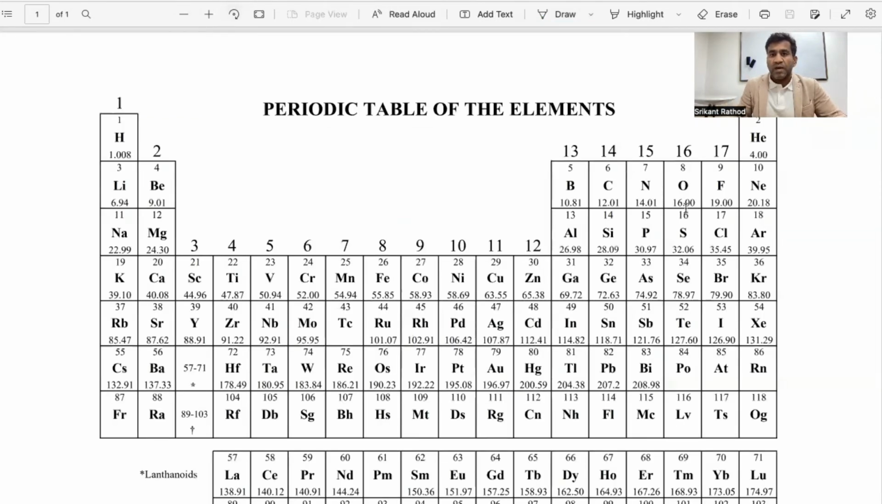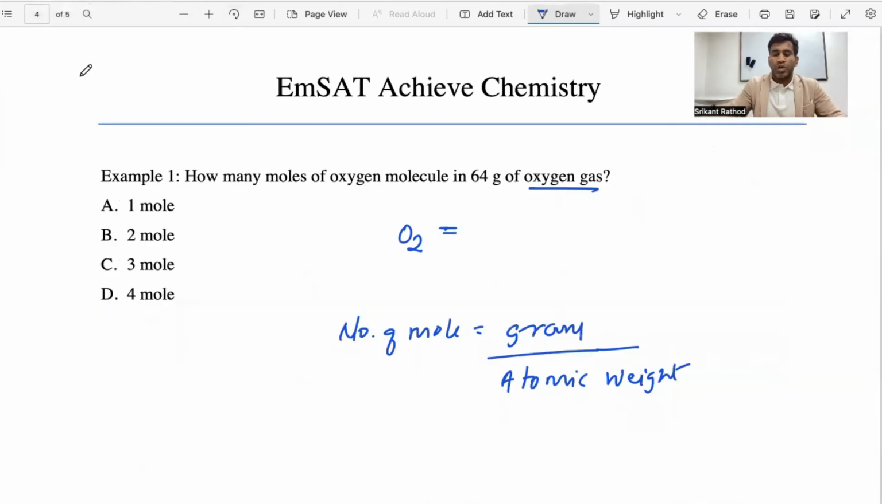So you can see that the atomic weight of oxygen is 16. The atomic weight of one oxygen atom is 16, and we have two such atoms. So the atomic weight of O2 will be 2 times 16, which is 32 atomic mass units. And we also mentioned the atomic mass unit is equivalent to gram. So the O2 oxygen molecule has 32 grams.